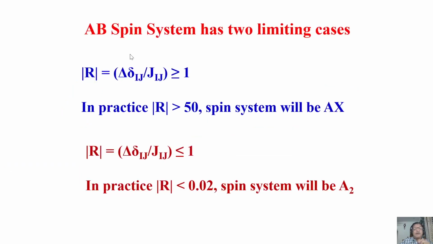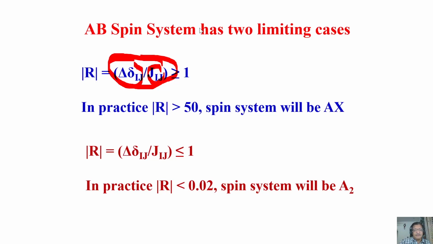AB spin system has two limiting cases. When the chemical shift separation becomes larger and larger compared to the J coupling, you can take AB to AX. That's what you can do. I told you I have a strongly coupled spin system. Increase the magnetic field quite a bit, then this becomes larger. So you can make it AX.